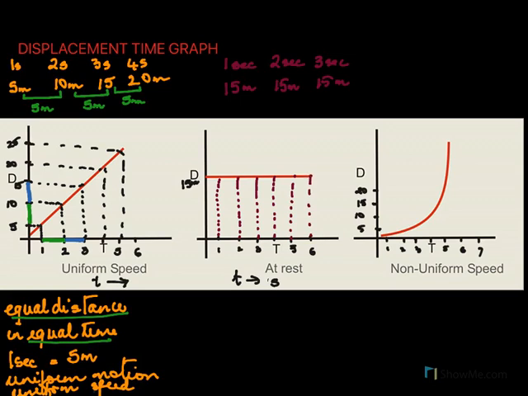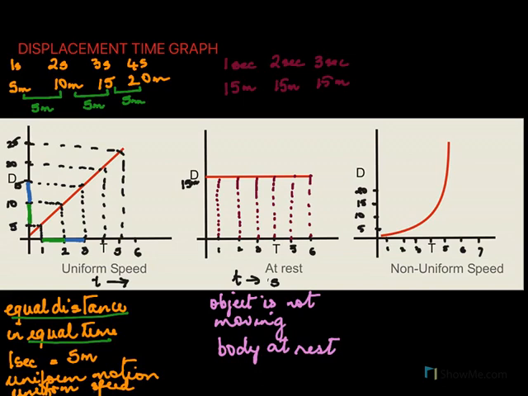The object is not moving. It is at the same distance. So this is the graph of an object which is at rest. Here the object is not moving because the distance is remaining the same. So it's a body at rest. This is a graph of a body at rest. Let's examine the next graph.